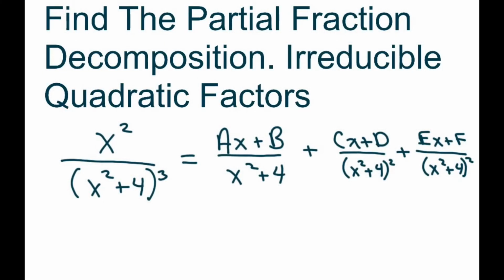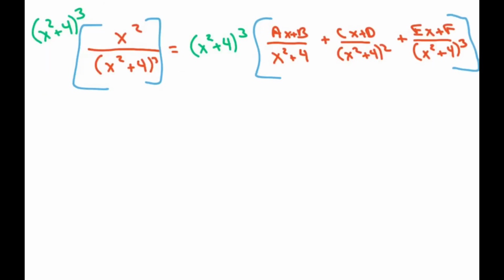Hi everyone, we're going to find the partial fraction decomposition of irreducible quadratic factors. This is our problem. This is our least common denominator. So we have to break this up to get all possible numerators that we could get given our least common denominator.